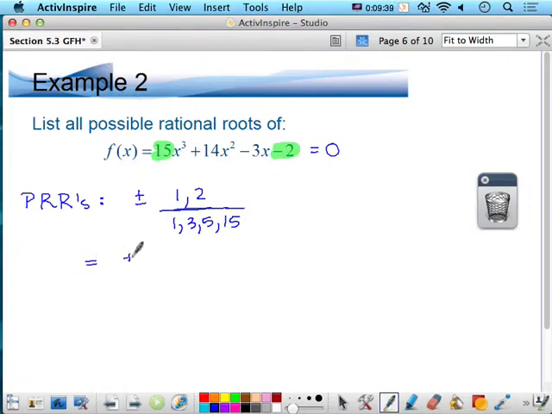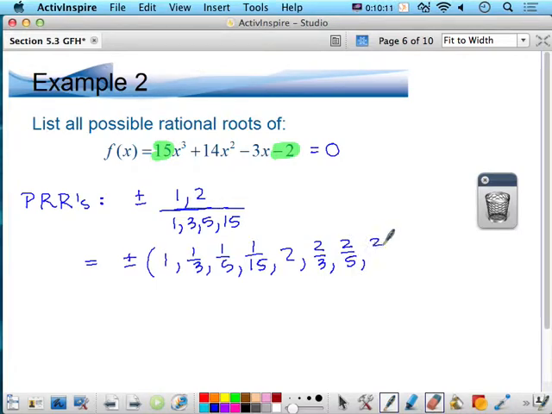And we see that that equals plus or minus 1 over 1, 1 over 3, 1 over 5, 1 over 15. Then we'll take the 2 and divide it by each of those. 2 over 1, which is just 2. 2 over 3, 2 over 5, and 2 over 15. So those are all of the possibilities for rational roots. If this polynomial has any rational zeros, it has to appear in this list.